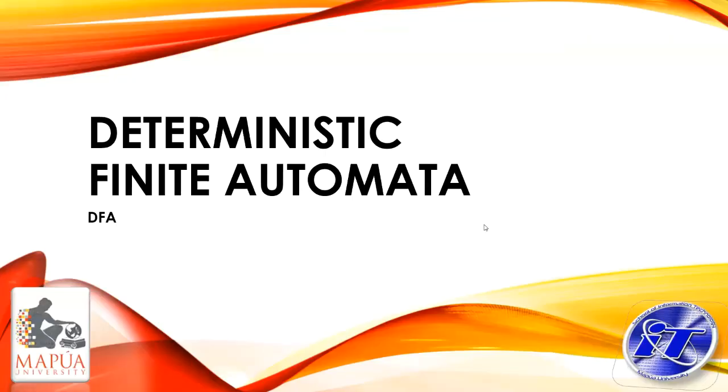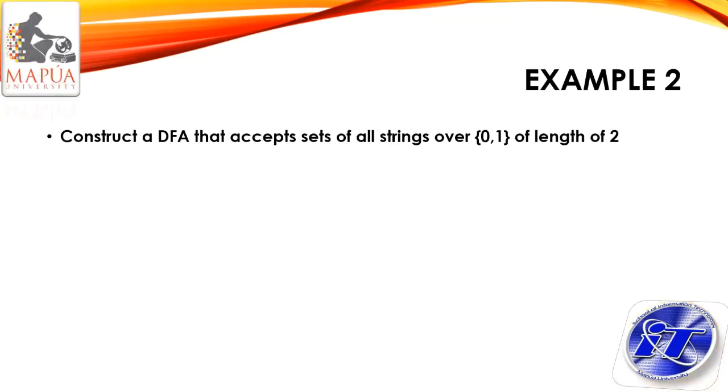Let's continue our discussion about DFA. Example number 2. We're going to construct a DFA that accepts the set of all strings over 0, 1 of length 2. So our alphabet is 0, 1, while the length again is 2. The possibilities will be 00, 01, 10, and 11. This example is very easy. We're just going to determine how many states are needed for the acceptable strings.